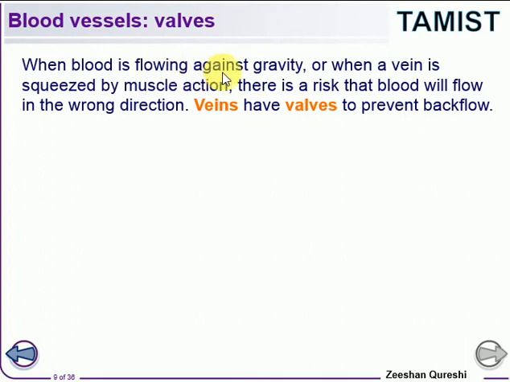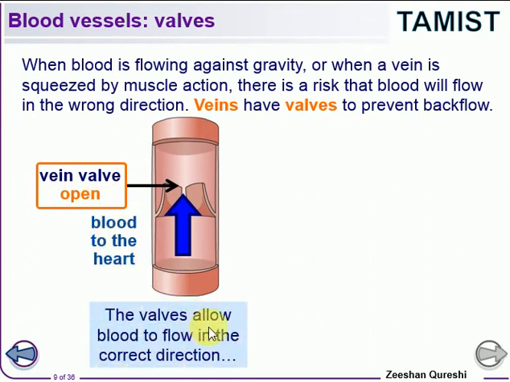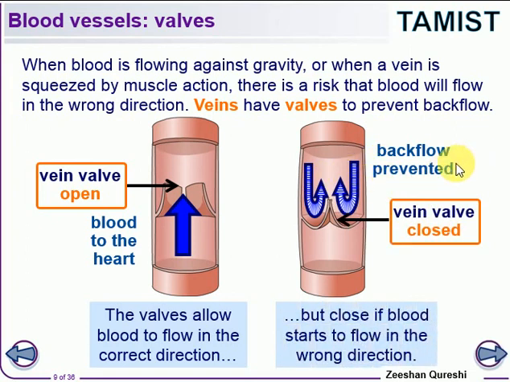When the blood is flowing against gravity or when the vein is squeezed by muscle action, there is a risk that blood will flow in the wrong direction. So in order to prevent the backflow of the blood, the veins have valves. When the vein valves are open, blood returns to the heart. But when the valves are closed, the blood does not flow backward.